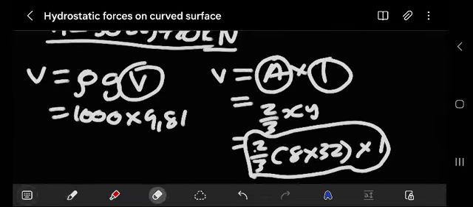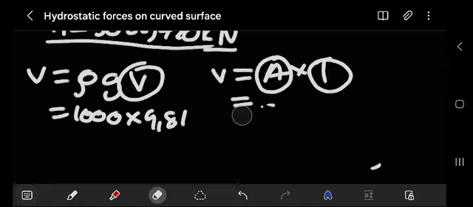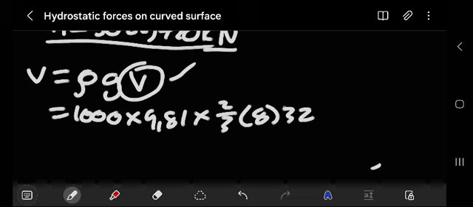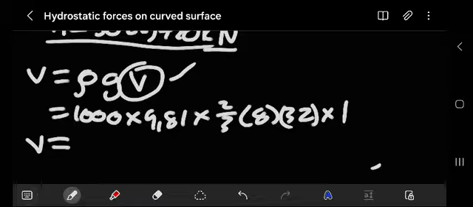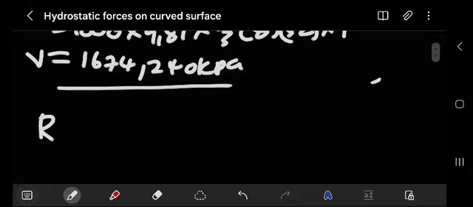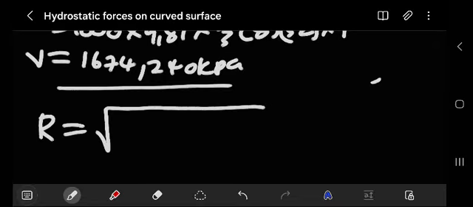So we can plug everything in at the same time and punch this. We know this is the volume, which will be 2 over 3 into 8 multiplied by 32 multiplied by 1. The vertical component will be 1674.24 kilopascal.